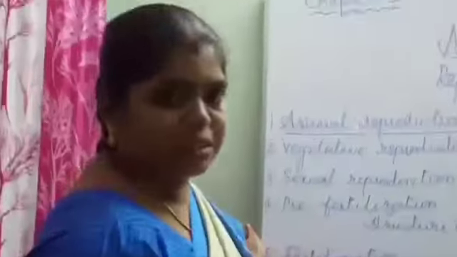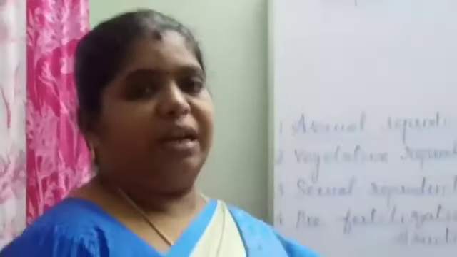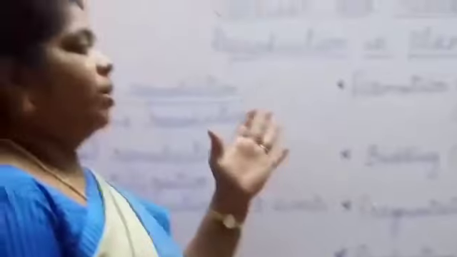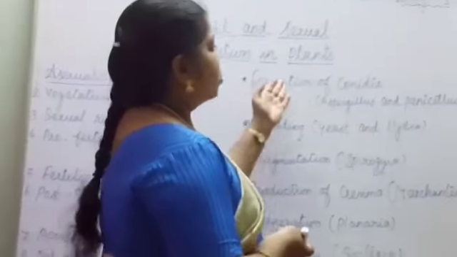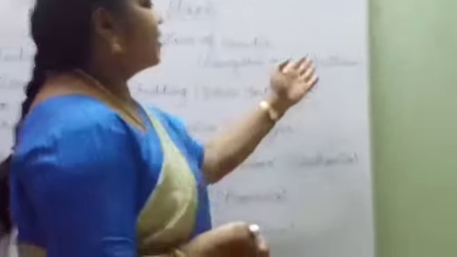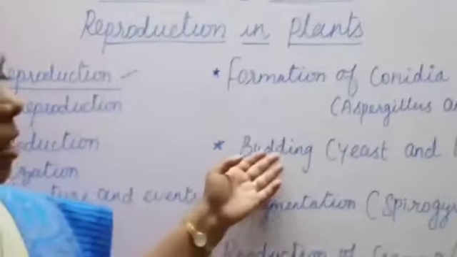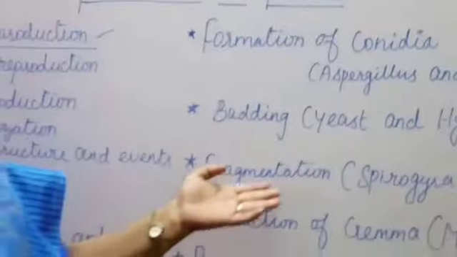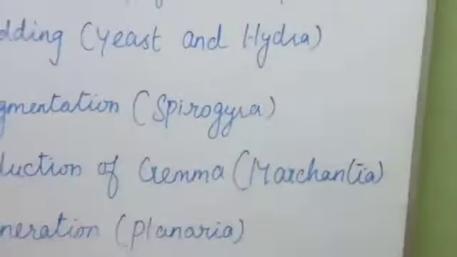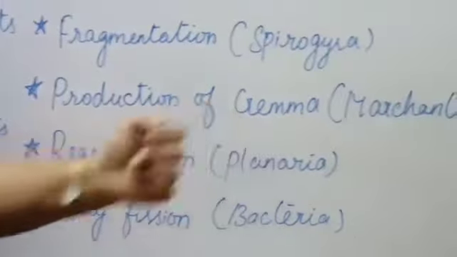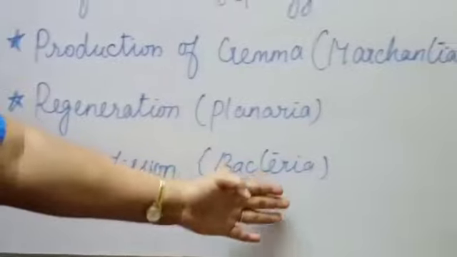Asexual reproduction means the reproduction that helps to perpetuate its own species without the involvement of gametes. For example, asexual reproduction is shown by some lower groups of plants, fungi and animals. Some methods are formation of conidia, for example Aspergillus and Penicillium. Budding, example yeast and Hydra. Fragmentation, example Spirogyra. Production of gemmae, example Marchantia. Regeneration, example Planaria. Binary fission, example bacteria.